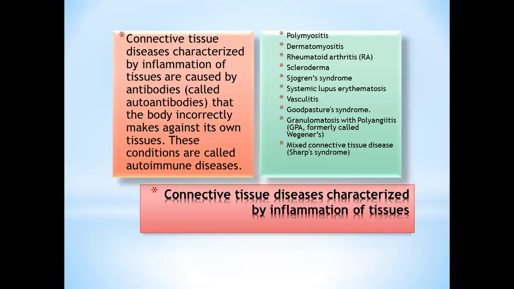Connective tissue diseases characterized by inflammation of tissue are caused by antibodies that the body incorrectly makes against its own tissue. These conditions are called autoimmune diseases. Polymyositis, dermatomyositis, rheumatoid arthritis, scleroderma, Sjogren's syndrome, systemic lupus erythematosus, vasculitis, Goodpasture syndrome, granulomatosis, mixed connective tissue disease.